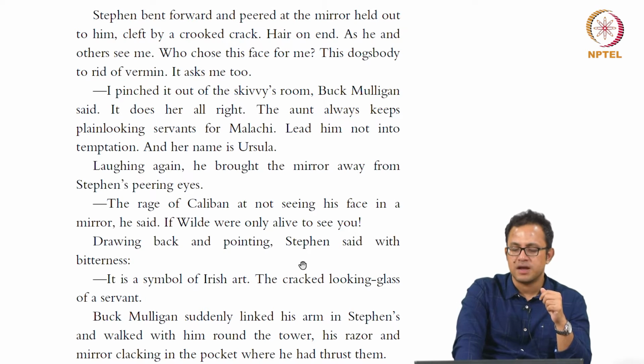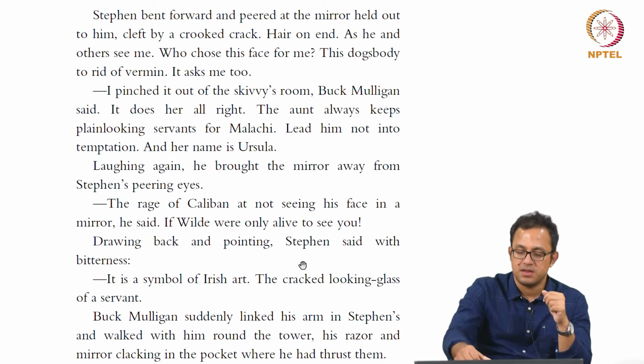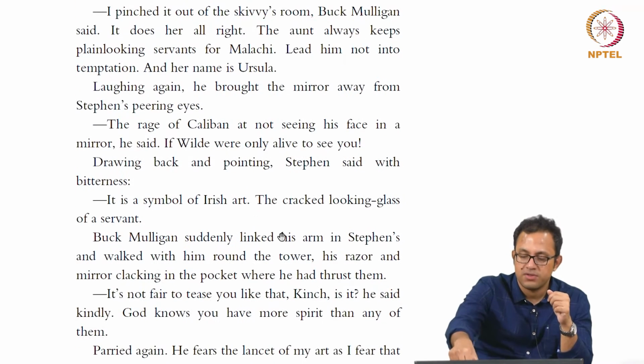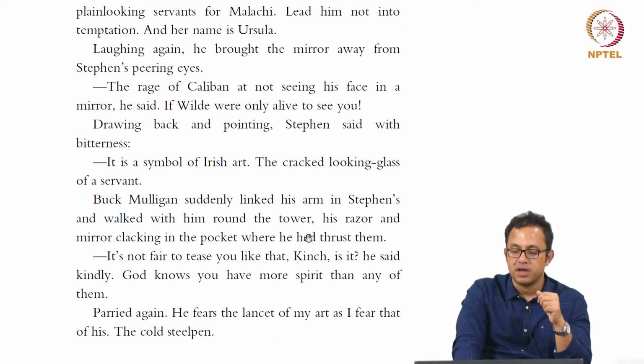Drawing back and pointing, Stephen said with bitterness, it's a symbol of Irish art, the cracked looking glass of a servant. Buck Mulligan suddenly linked his arm in Stephen's and walked with him around the tower, his razor and mirror clacking in the pocket where he had thrust them. It's not fair to tease you like that, Kinch, he said kindly. God knows he had more spirit than any of them. Buried again. He fears the lancet of my art as I fear that of his, the cold steel pen.